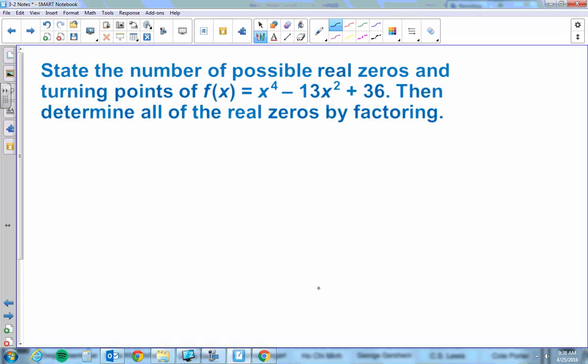Here, we've done this kind of thing. It's just really the factoring that I want to focus on here. Okay, we've done this kind of factoring before, but it bears repeating. So it says first we'll state the number of possible real zeros. Here, I'll put it this way: max number of real zeros.